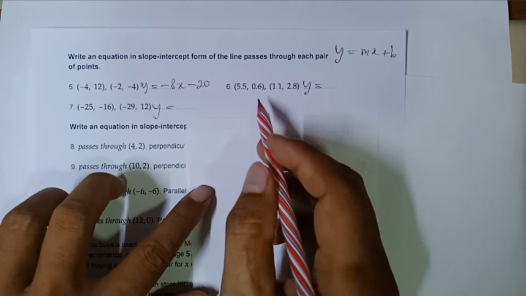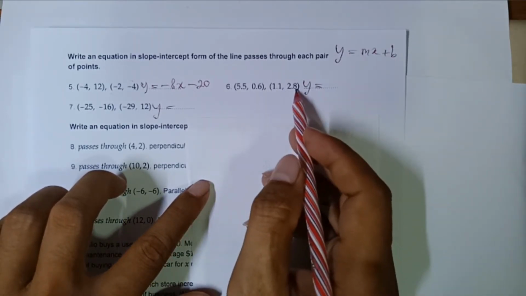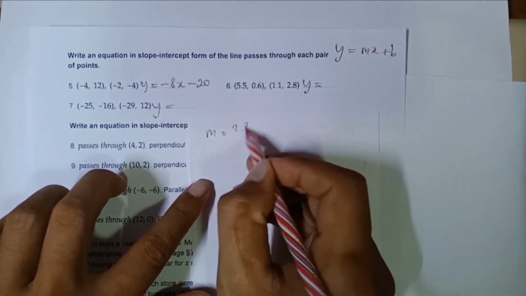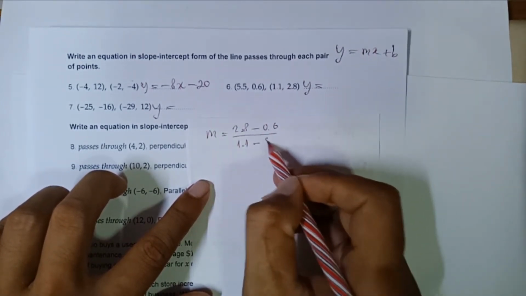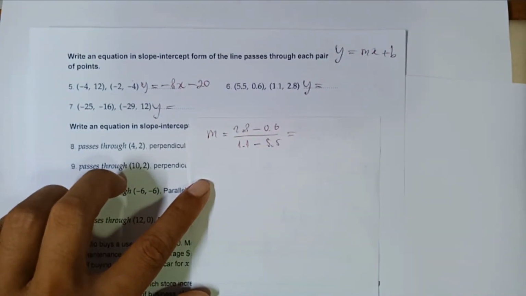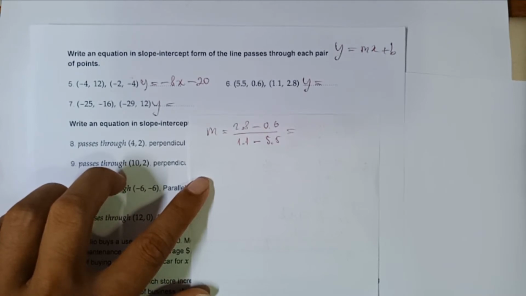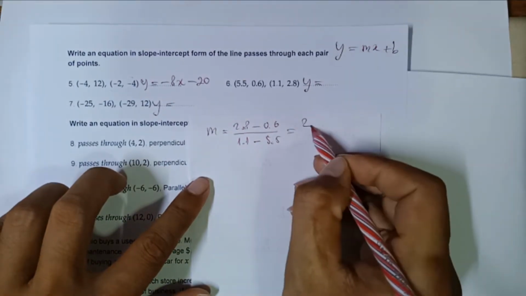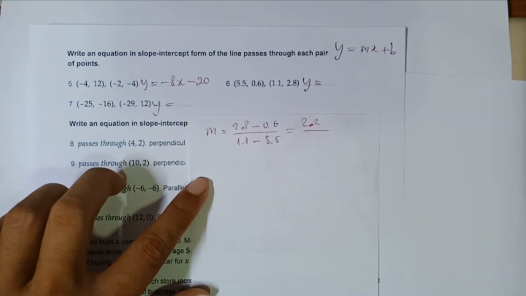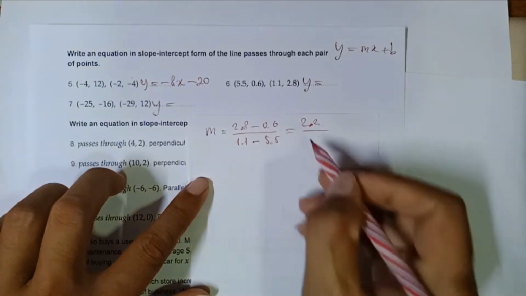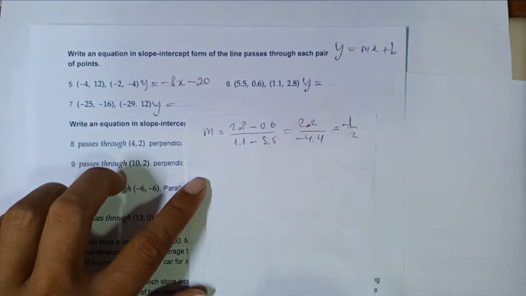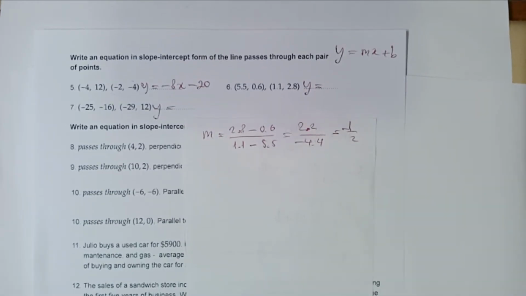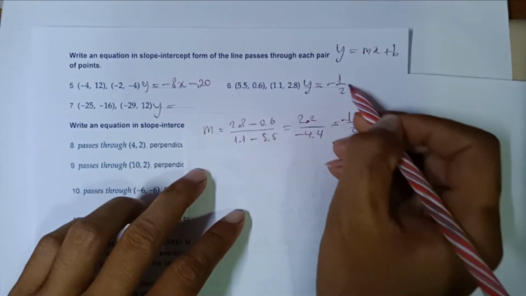Right, now for number 6, let's find the slope first. So m is equal to y2, which is 2.8, minus y1, which is 0.6, over x2, 1.1, minus x1, which is 5.5. Okay, let's work on this together. We'll have 2.8 minus 0.6, that will give you 2.2, and then 1.1 minus 5.5 gives you negative 4.4. When you simplify 2.2 over negative 4.4, it will give you negative 1/2. So not 1/2, negative 1/2.